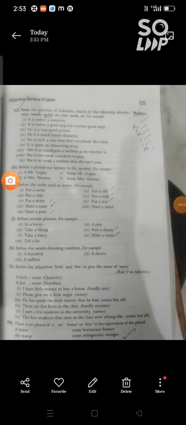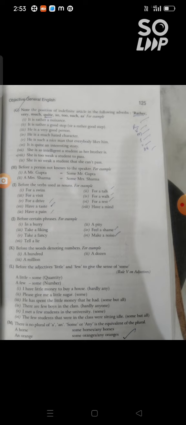Okay, now see one more example here. The position of the indefinite article with the following adverbs: rather, very, much, quite, so, too, such. When we use all these words in a sentence, definitely we use a or an articles. If these words appear in a sentence, we should use the indefinite article. This is an important rule also. Rather, very, much, quite, so, too, such. These words, when we use them in sentences, definitely we use the indefinite article.